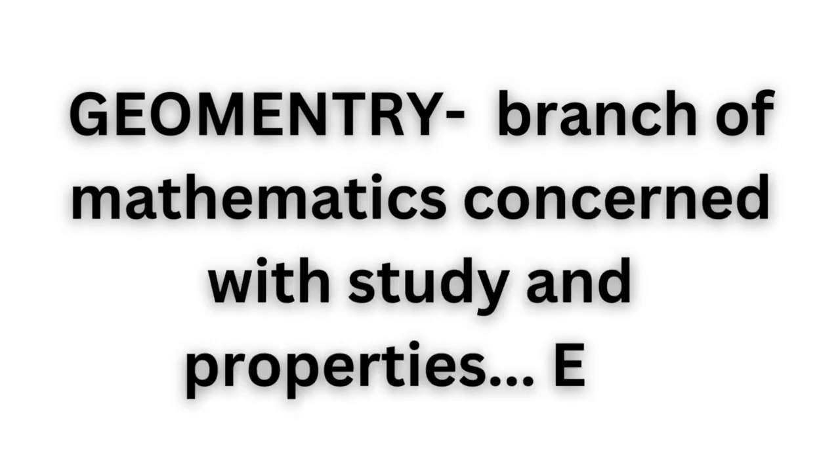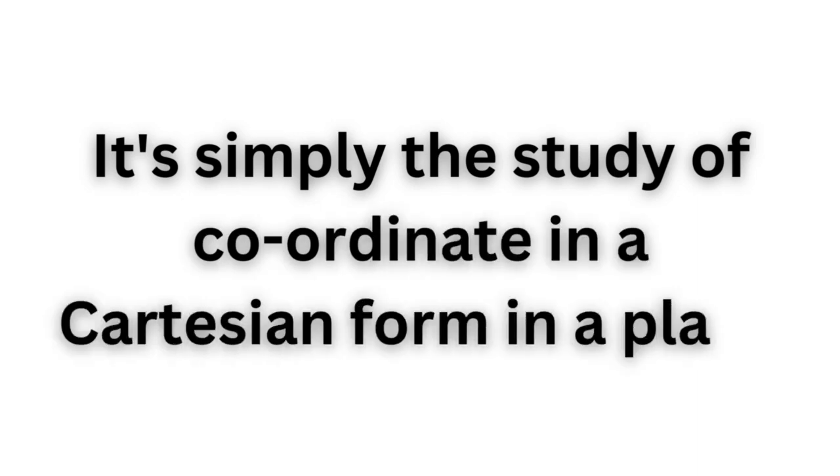Geometry is a branch of mathematics concerned with the study of properties, just like geography, the description of it. So talking about the properties of something means geometry, the study of something. So coordinate geometry is simply the study of coordinates in a Cartesian form. Do not forget, Cartesian means graph, representing points or numbers in a graphical form.